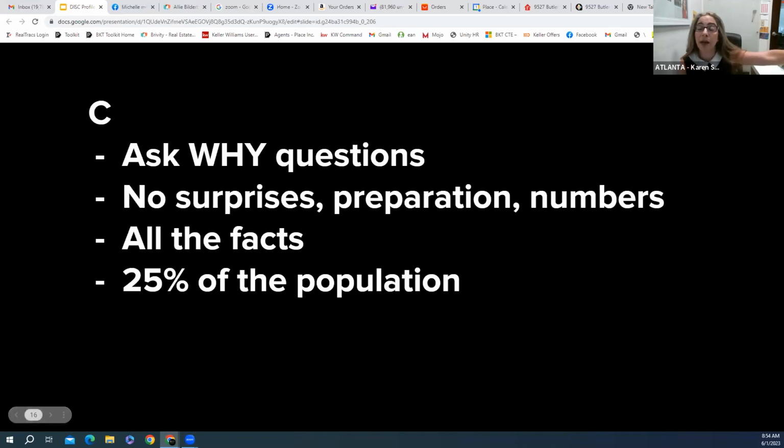You can come in on 2 wheels for a D and you can use your personality or your drive, but you can't do it with these guys. You have to have all your numbers ready. Your paperwork has to be ready, and you have to follow up with them. If you don't have it ready, you probably won't get the listing. But if you do somehow, you should get the documents to them quickly. They want all the facts, and this is 25% of the population.